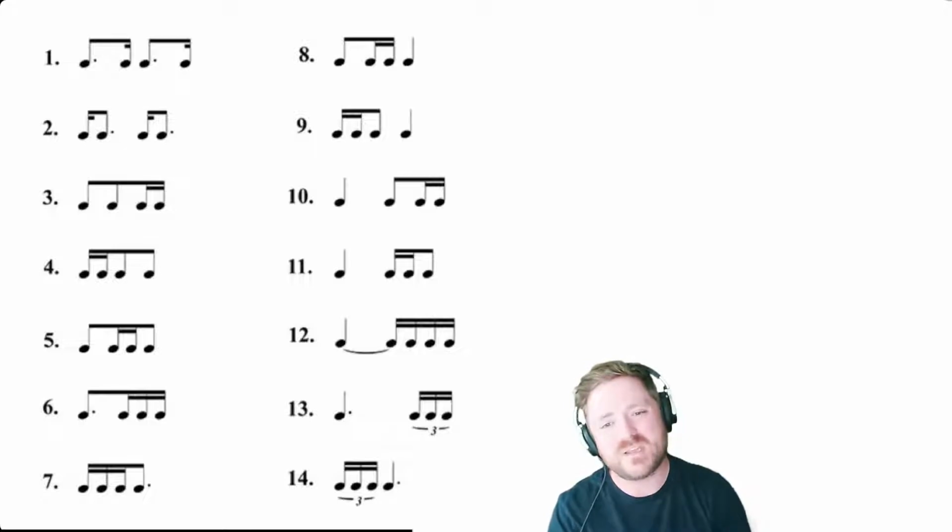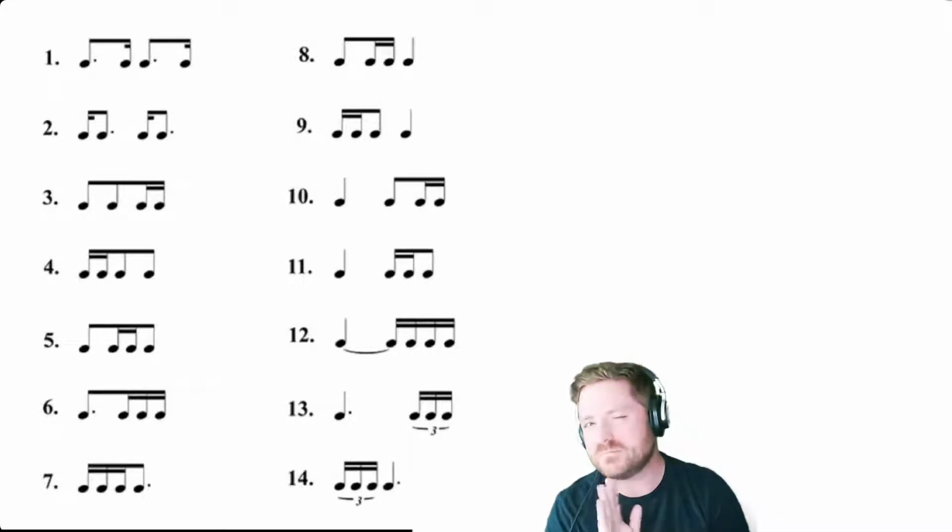But here we've got a dotted crotchet, so a dotted quarter note. So if that is our pulse, have a go at this one. After 2, ready, 1, 2.